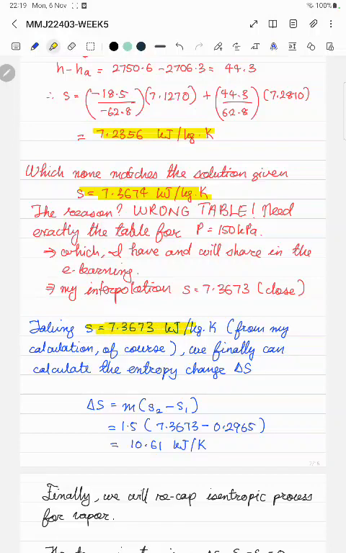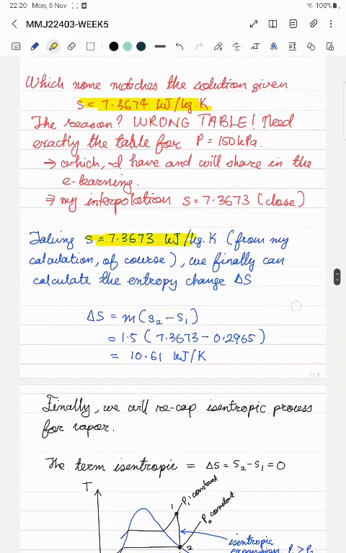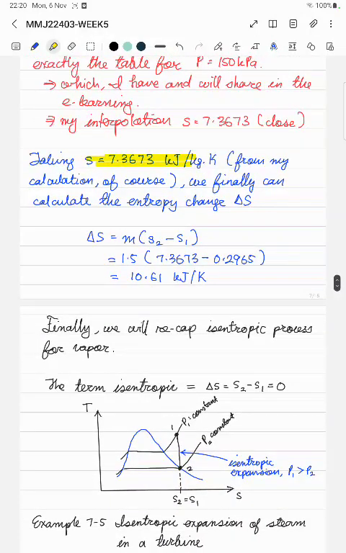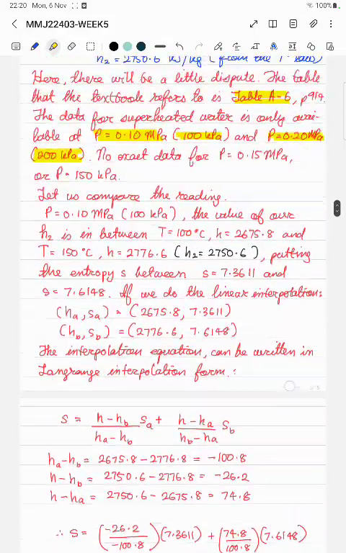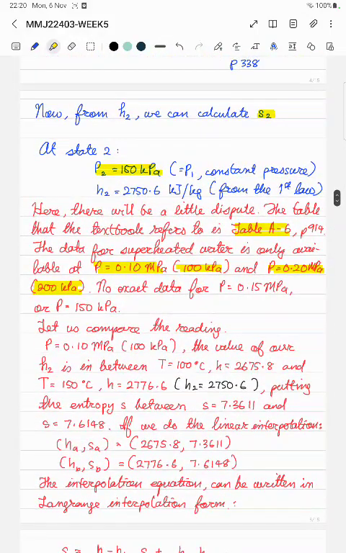So my calculation is 7.3673, and the textbook solution is 7.36. Let me confirm this again. 7.3674. Yes, that's correct. So that is the problem with this work example, just for your information. Now, the key takeaway here is the way that you use the table. It's not really straightforward. You have to decide which tables that you can use, and this is something that I think I need to seriously address during our tutorial session.